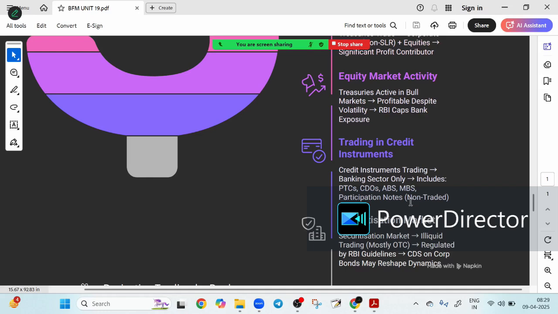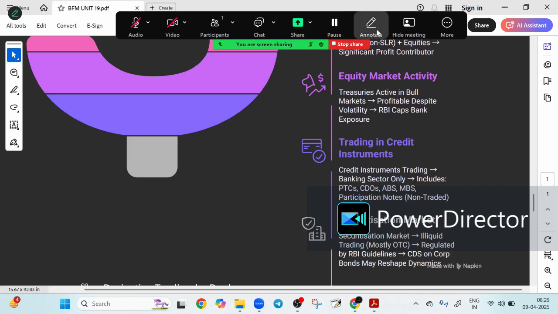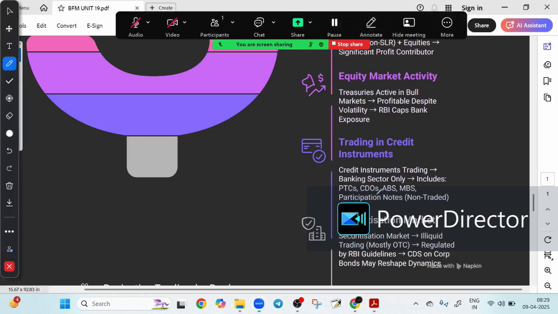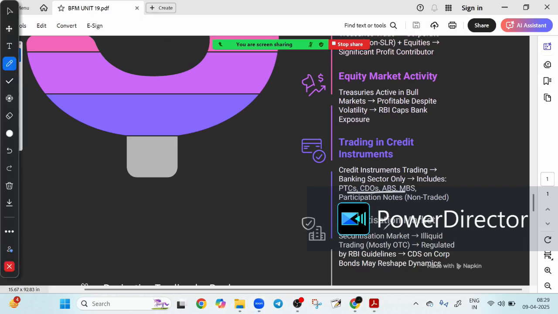CD, certificate of deposit, commercial paper, NCDs, non-convertible debenture, and ABS, right? So here there are the names of some instruments, as you can see written here. It is a part of the broader credit market, especially in the non-trade and banking sector.